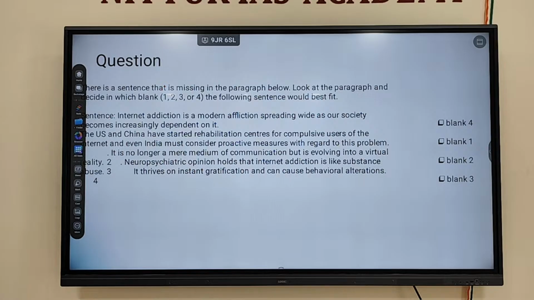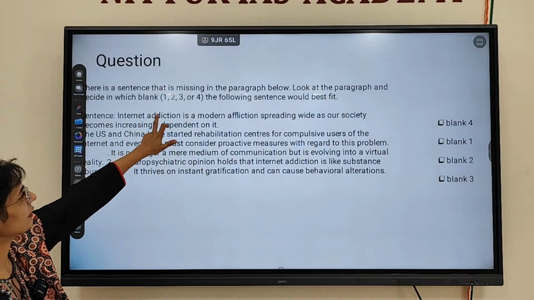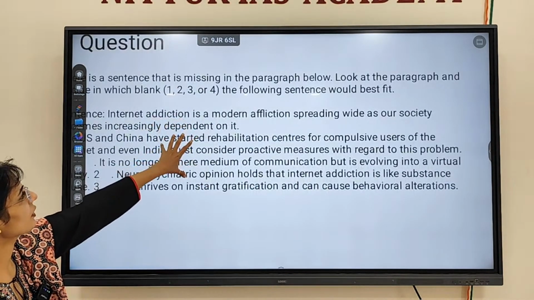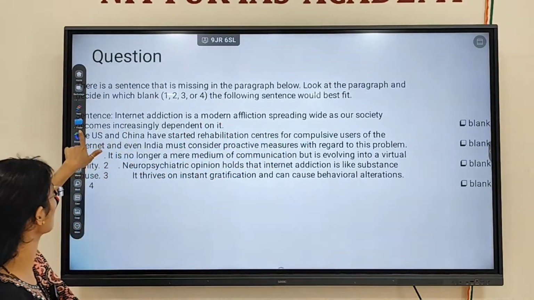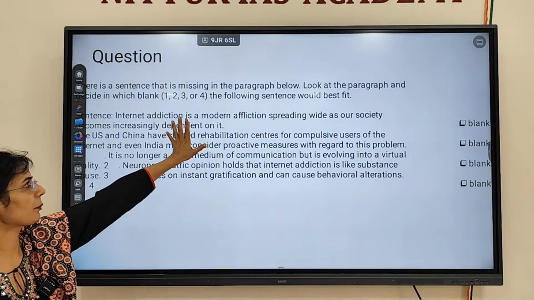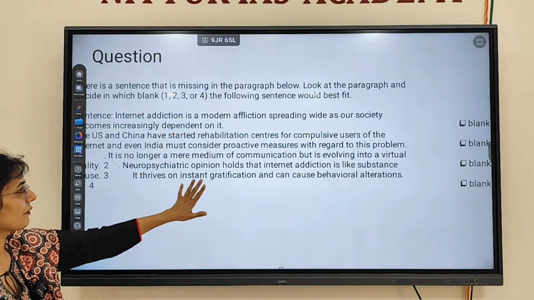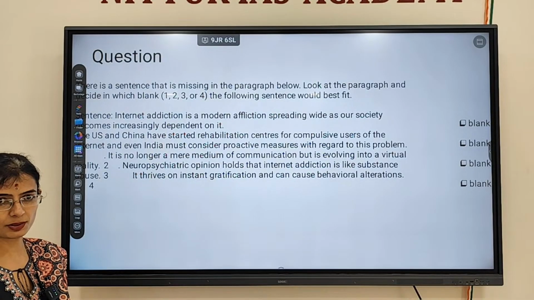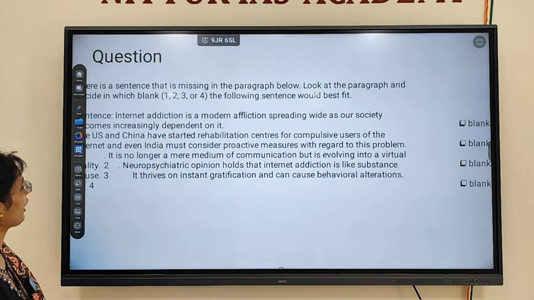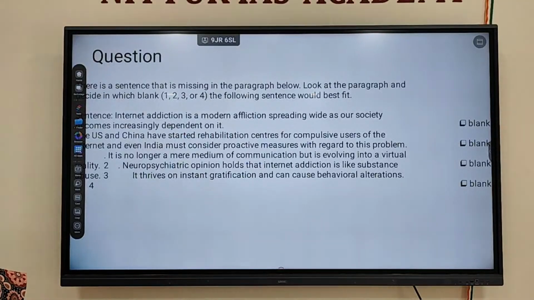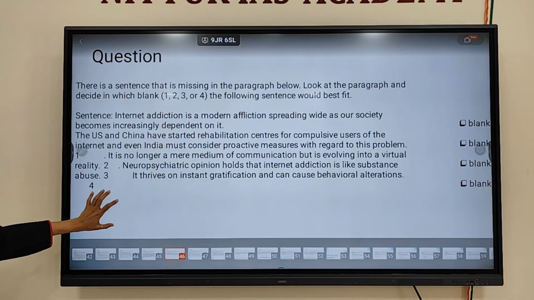Yeah. But if I put this after the first sentence, internet addiction is a modern affliction spreading wide in our society, and people are becoming increasingly dependent on it, and then I'm saying it thrives on instant gratification and causes behavioral alterations, does that sound good? Or I must say it is no longer a mere medium of communication, but it is evolving into a virtual reality. What fits best out of the two sentences? What's your name? Okay, Pooja, think what fits best. Can you think of that? I'm not able to.